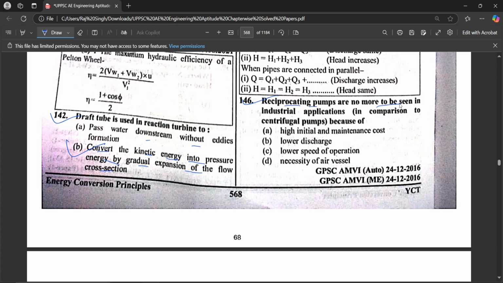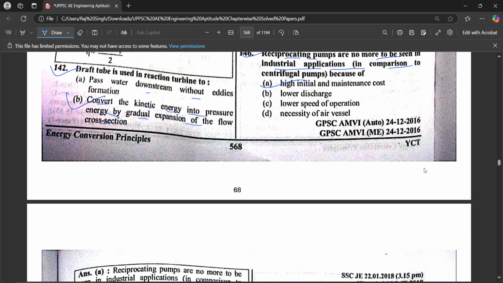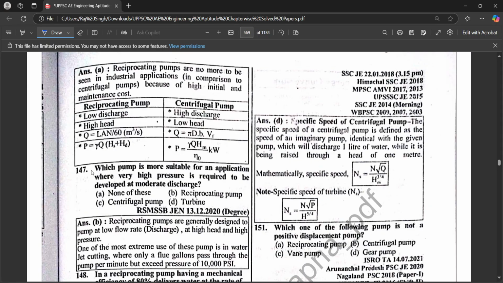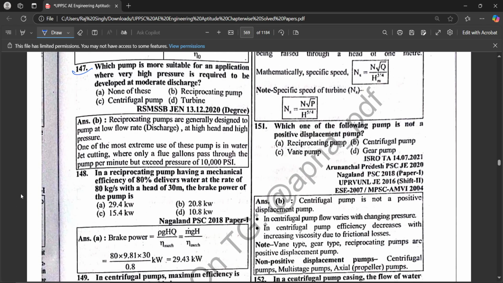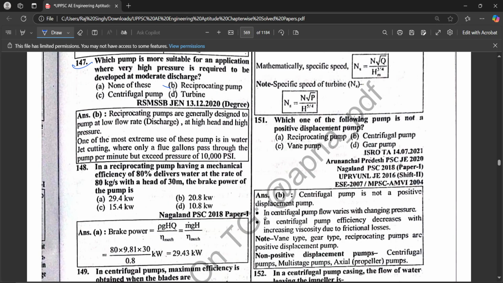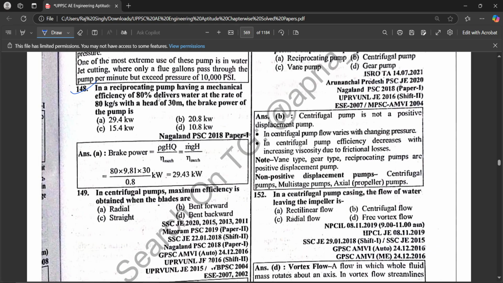Reciprocating pumps are no more to be seen in industrial applications in comparison to centrifugal pumps because of which? High initial and maintenance cost. Which pump is more suitable for an application where very high pressure is required to be developed at moderate discharge? Reciprocating pump. A reciprocating pump having a mechanical efficiency of 80% delivers water at a rate of 80 kg per second with a head of 30 meters. The brake power of the pump is 29.4 kilowatt.